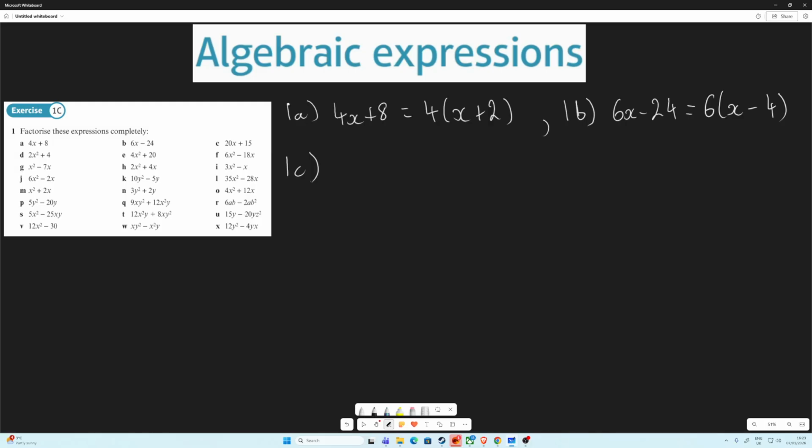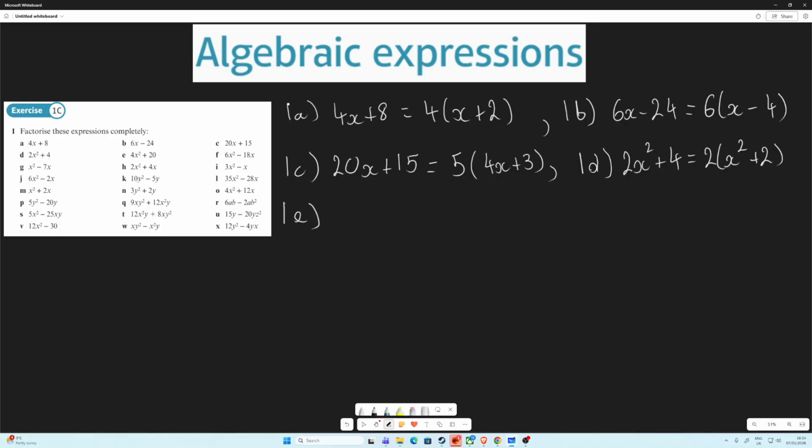1c. 20x plus 15. Well, now the largest common factor is 5. So 5, 4x plus 3. 1d. We have 2x squared plus 4. 2 is the largest common factor, so that's 2 into x squared plus 2.